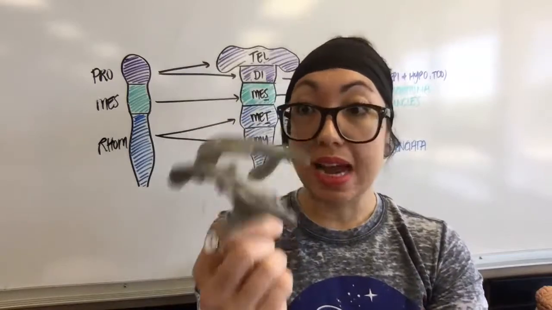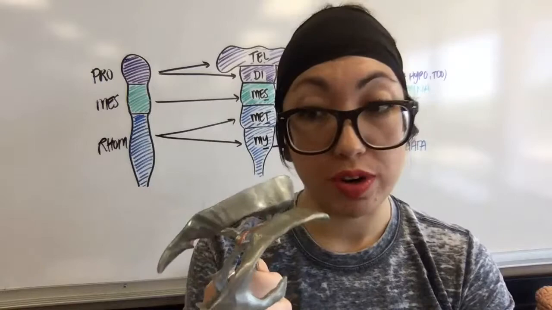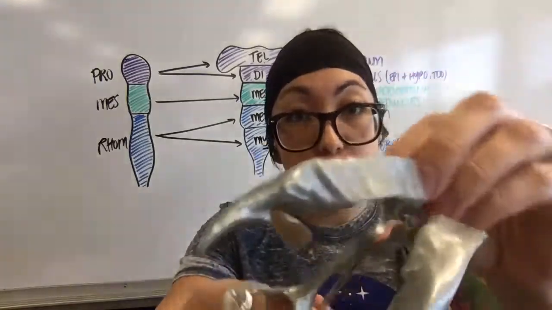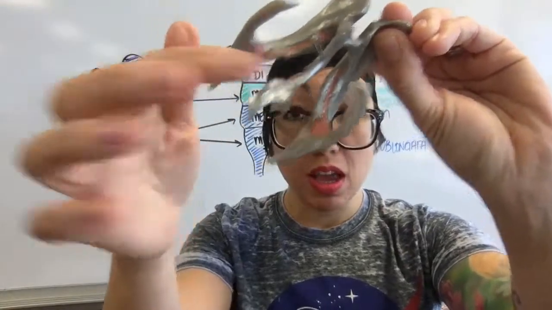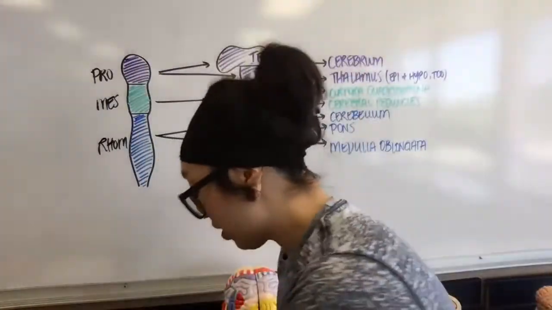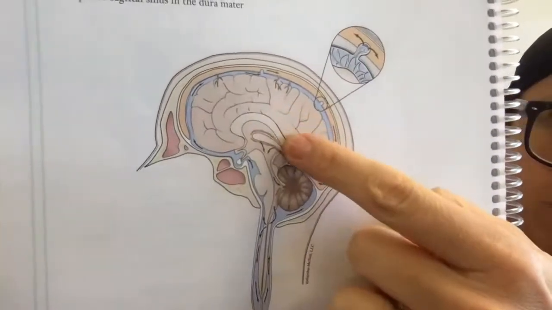And what is inside these spaces? Cerebrospinal fluid. And that's where it's created. On this model, you can see these little pink squiggly things. That's what those squiggly things are in your lab manual. Okay, so you see how we have these little pink squiggly things right here?